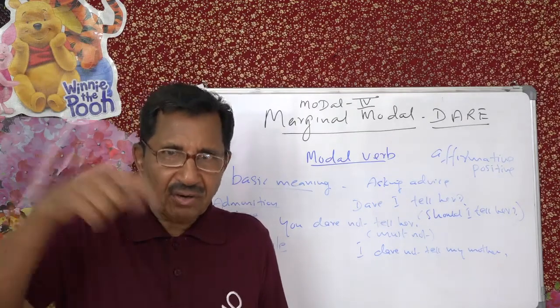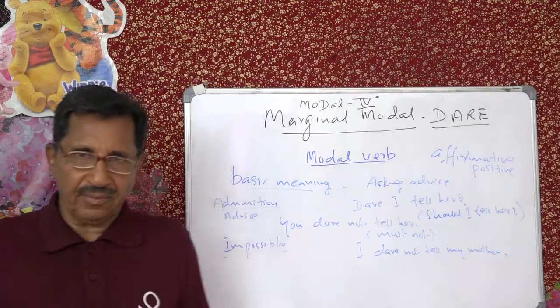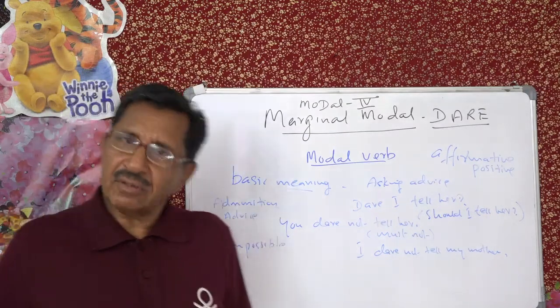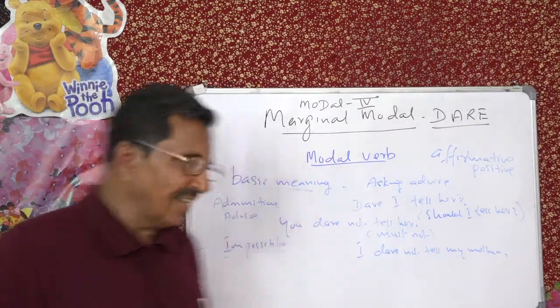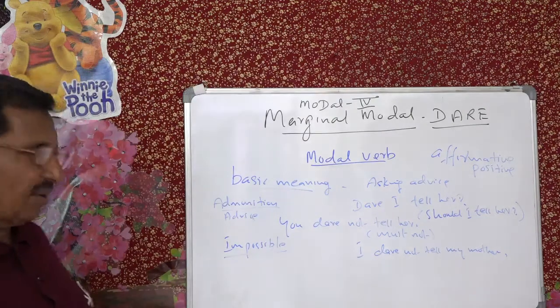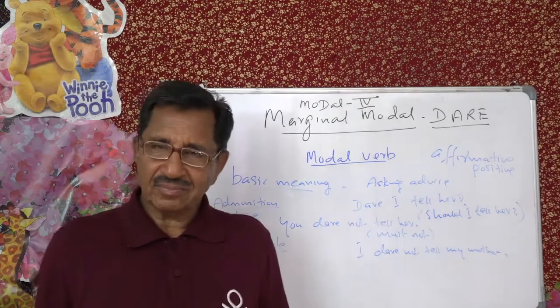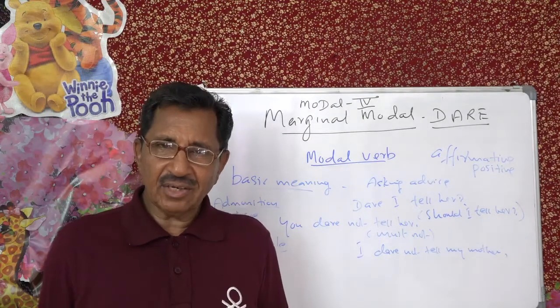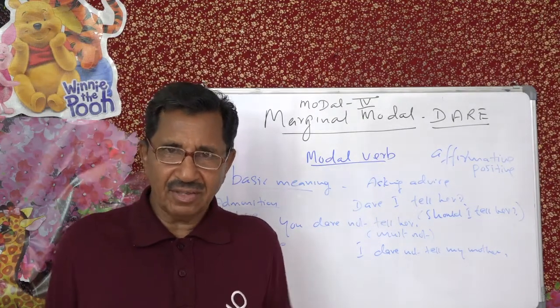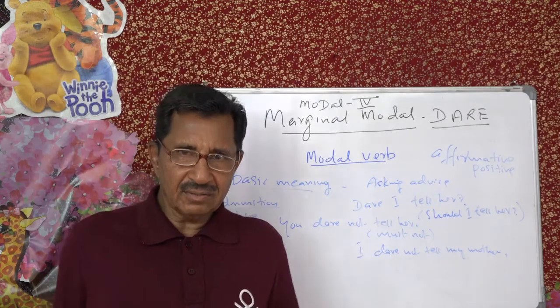Let's go and find out what actually has happened, and then after that you can go and tell her. Understand? Yes. And the next meaning is impossible. In this case also you can say like that: I dare not tell it. It's impossible. I can't tell this. Such a bad news, I can't.